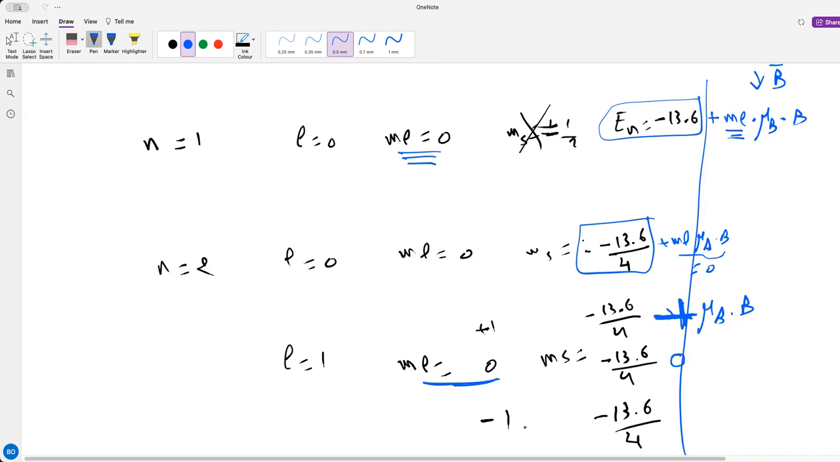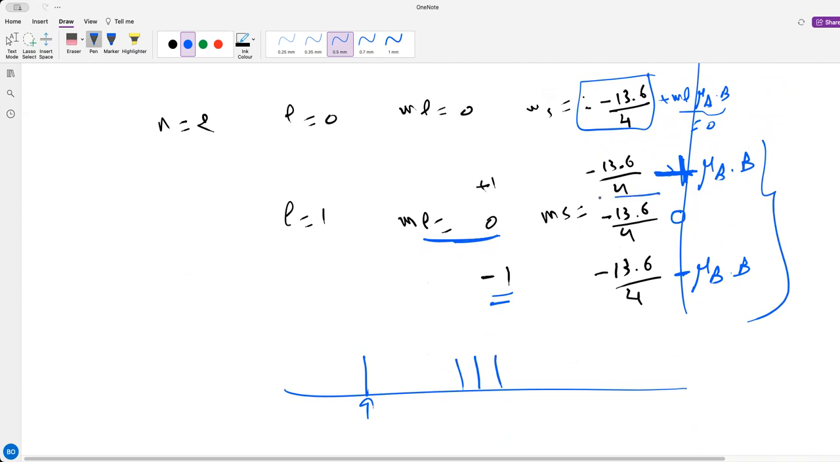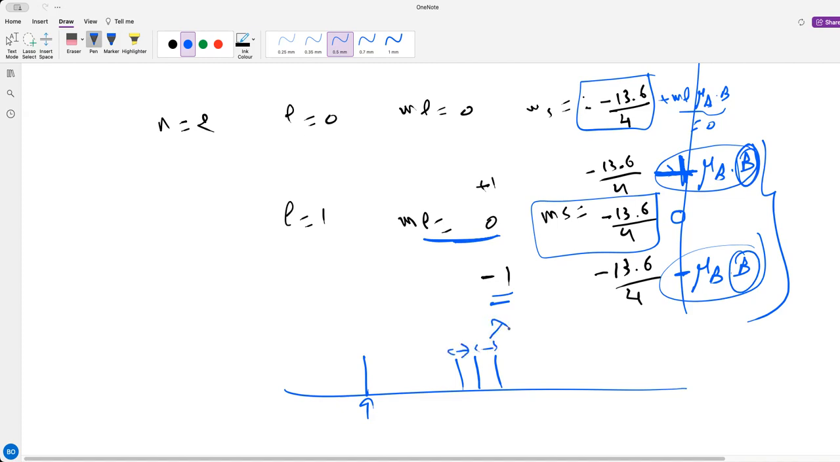And this one, because ml is equal to minus 1, it will be minus μB B. And this explains why some of them do not change, and some of them split. This one is the one that will split. It was minus 13.6 divided by 4, and then it added a positive value of magnetic energy and a negative value, so there will be a split. And you can see that the split increases when you increase the magnetic field strength.